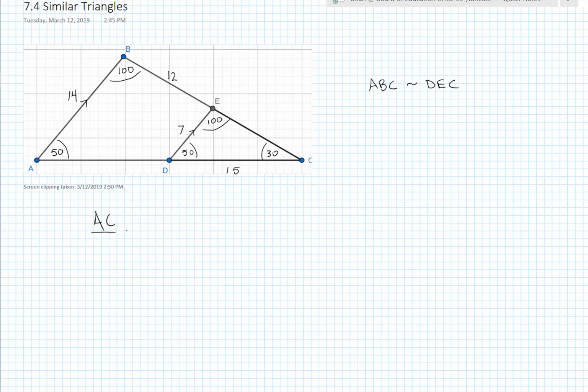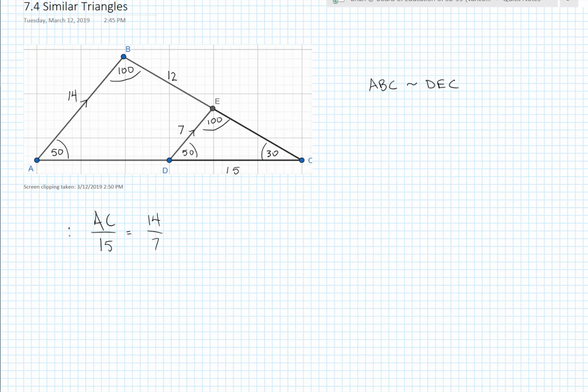So AC is the length along the bottom across from the angle 100 degrees of the larger triangle. So the corresponding side on the smaller triangle has a length of 15. And since we started with the larger triangle on the left, we've got to start with the larger triangle on the right, and we have a pair of corresponding sides. 14 is the side opposite the 30-degree angle, and so is 7 for the smaller triangle. And now we've got everything we need to solve for AC.